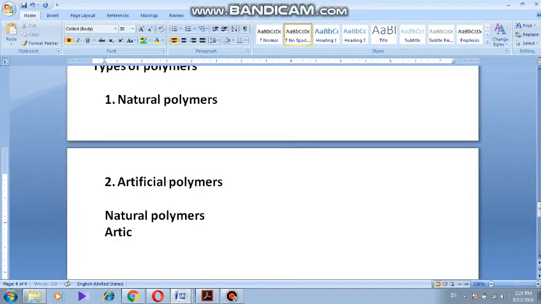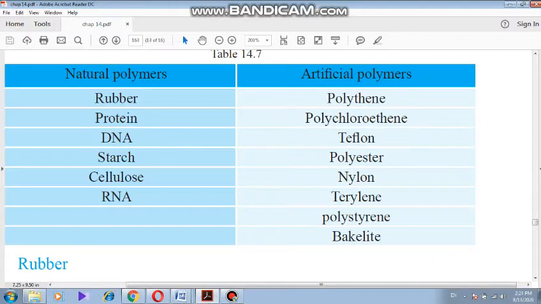Then your heading will be artificial polymers. There are many artificial polymers in the world, right? Here a long list is given to you. Polythene, polychloroethene, Teflon, polyester, nylon, terylene, polystyrene, bakelite. All these ones are artificial polymers. So under artificial polymers, you have to mark these polymers in detail. They are the examples for artificial polymers.